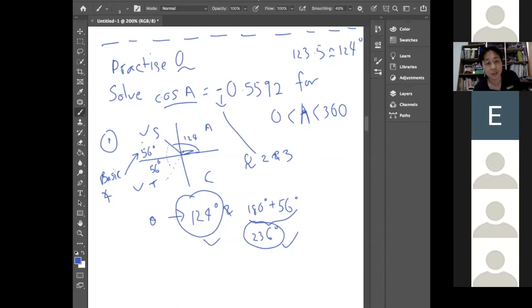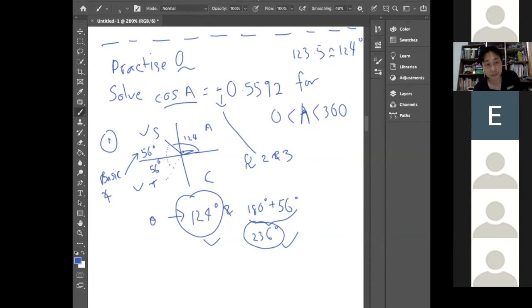We are looking at A for the second quadrant. And then for the third quadrant, cosine is also negative. So we are only interested in quadrant 2 and quadrant 3. Quadrant 1 and quadrant 4, we are not interested, because we know in quadrant 1 and quadrant 4, cosine is positive.